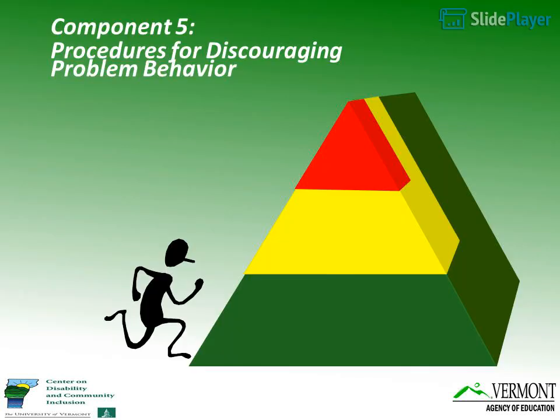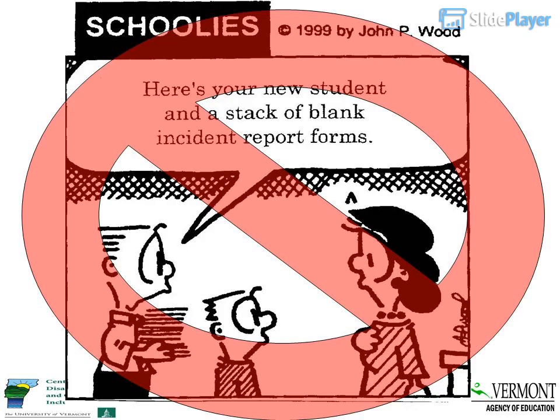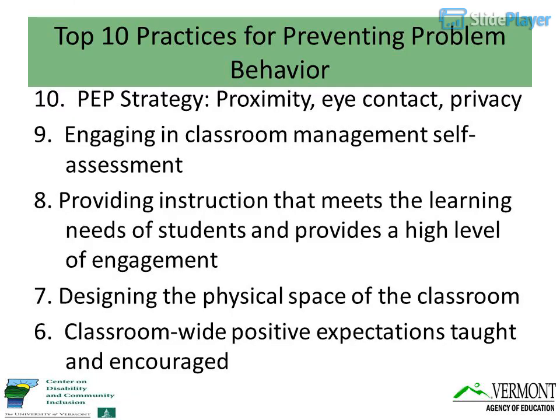20 minutes. Component 5, procedures for discouraging problem behavior. Top 10 practices for preventing problem behavior. 10. PEP strategy: proximity, eye contact, privacy. 9. Engaging in classroom management self-assessment. 8. Providing instruction that meets the learning needs of students and provides a high level of engagement. 7. Designing the physical space of the classroom. 6. Classroom-wide positive expectations taught and encouraged. Prompt folks to come up with their own strategies.